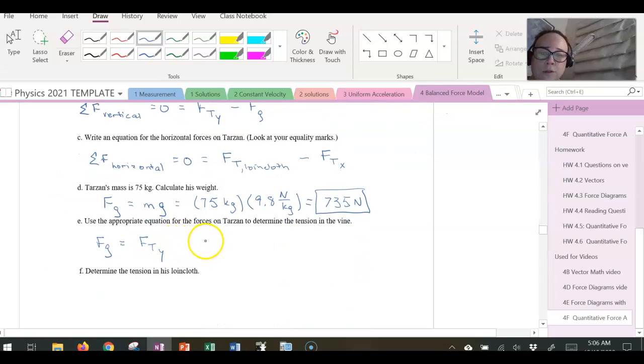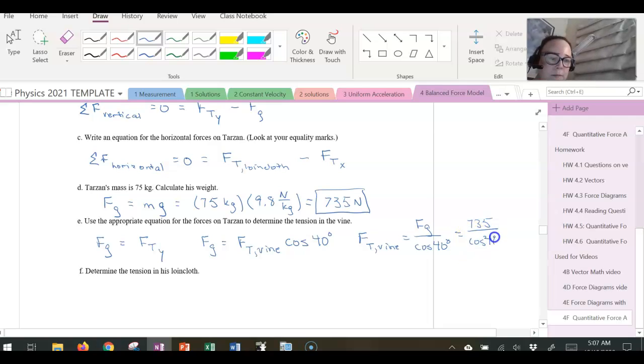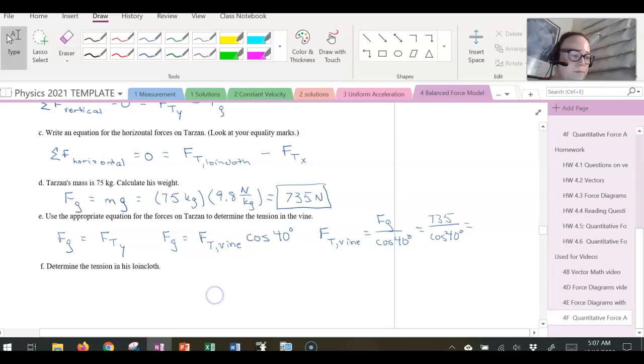The y component of the tension force is adjacent to the 40-degree angle, and I know from basic trigonometry that the cosine of an angle equals the adjacent side divided by the hypotenuse. So I could also say that the force of gravity equals the tension force due to the vine times the cosine of 40 degrees. Okay, so I know everything here except for the tension force in the vine. The tension force due to the vine would equal the force of gravity divided by cosine of 40 degrees. So it would be 735 divided by cosine of 40 degrees. And let's see what that is.